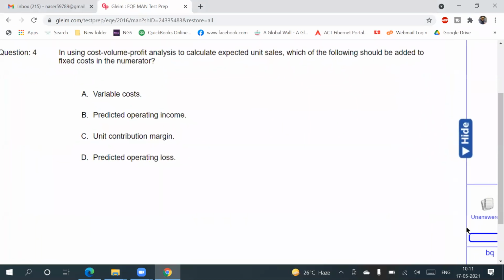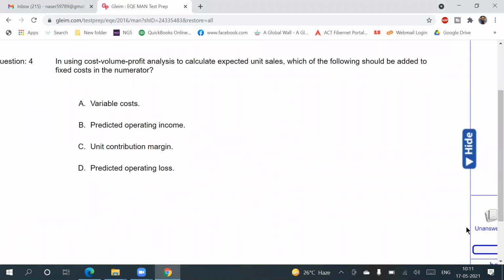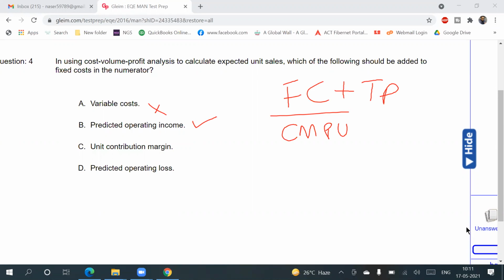Then next, in using cost volume profit analysis to calculate expected unit sales, which of the following should be added to fixed cost in the numerator? Now, if you guys remember, what is the formula for CVP analysis? Fixed cost divided by contribution margin per unit. Now, in the fixed cost, what can you add here? He's telling variable cost. Why will I add variable cost? I will not add it. Predicted operating income. Yes, I add it. While I calculate targeted income, I'll add operating or targeted profit. So predicted operating income, I'll add it.